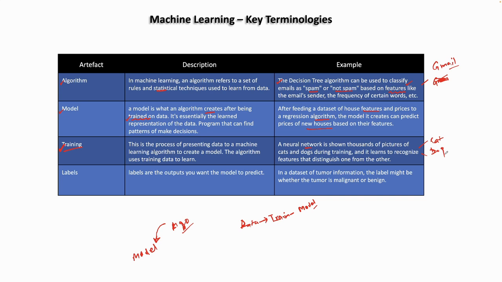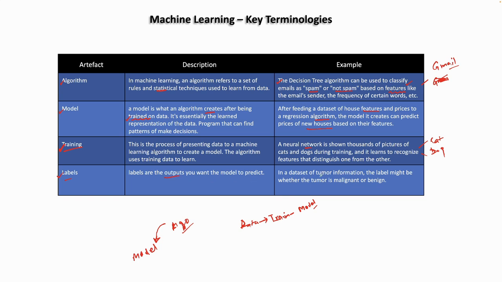Very important. So training is the process of presenting the data to a machine learning algorithm, which creates a model. Then there's a concept of labels. Again, a label is nothing but the output you want the model to predict. Very simple. It's just a key terminology for machine learning. If somebody asks you what are the labels, he or she is asking you about the output, right? What is the output?